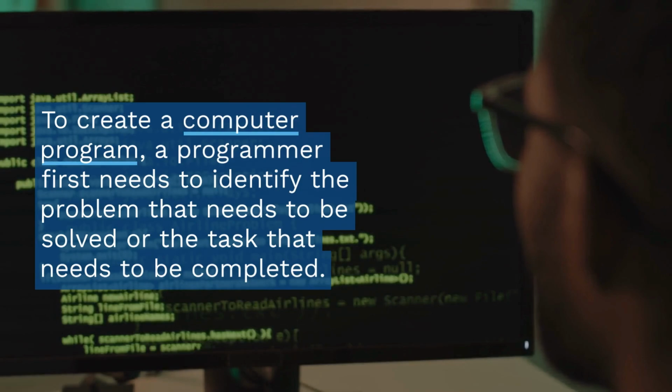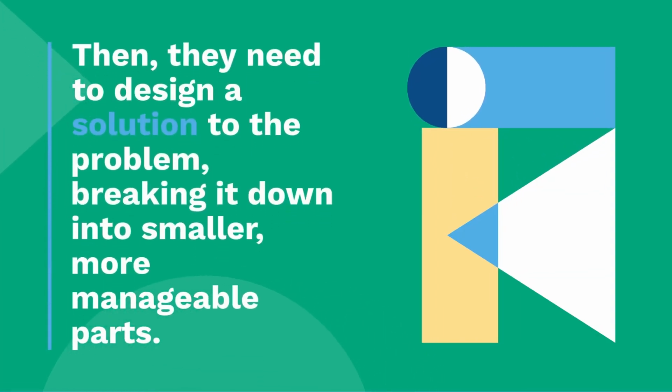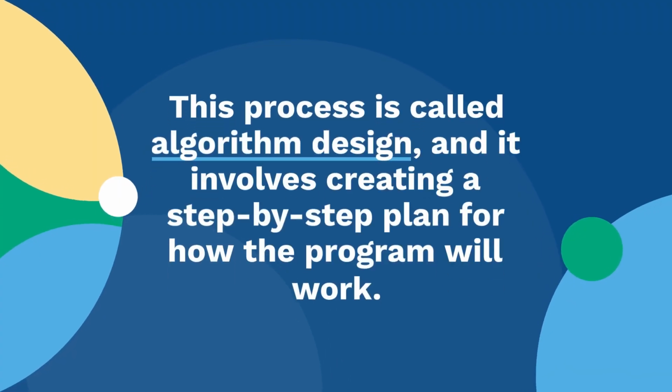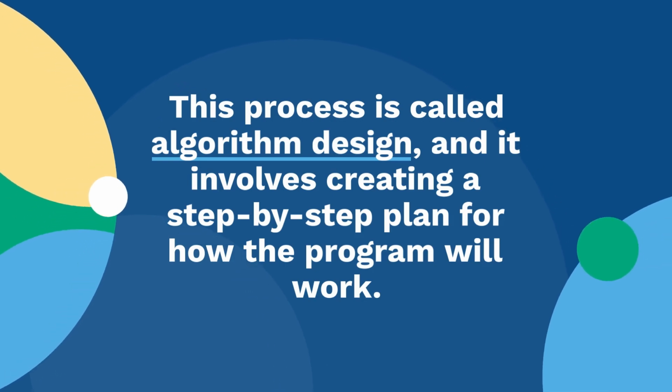To create a computer program, a programmer first needs to identify the problem that needs to be solved or the task that needs to be completed. Then, they need to design a solution to the problem, breaking it down into smaller, more manageable parts. This process is called algorithm design, and it involves creating a step-by-step plan for how the program will work.